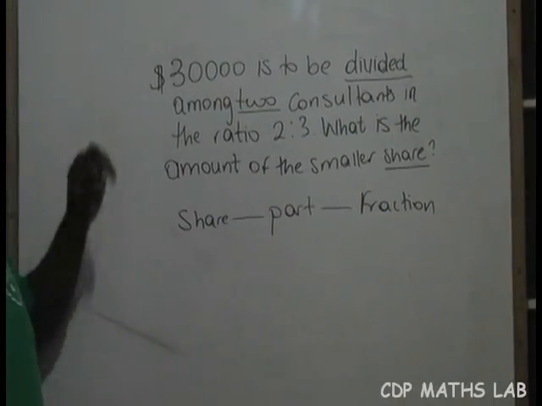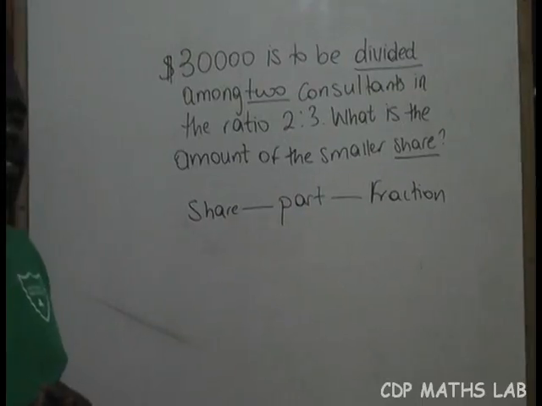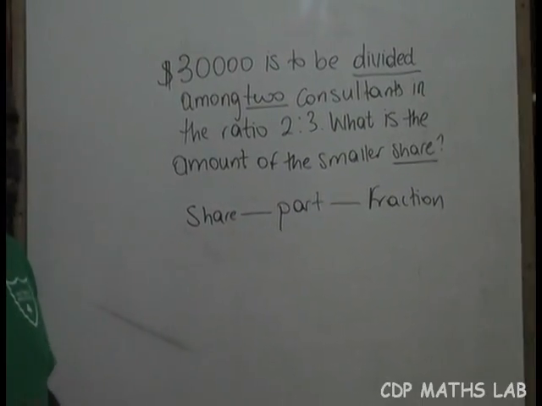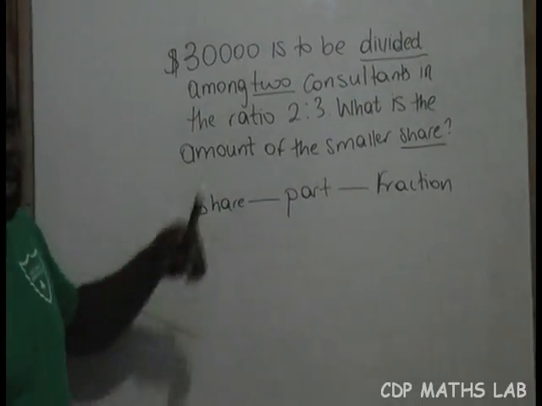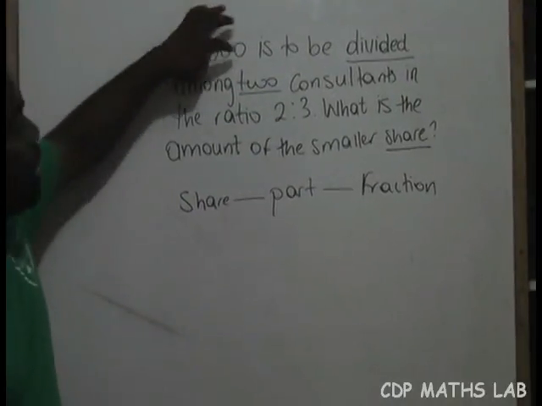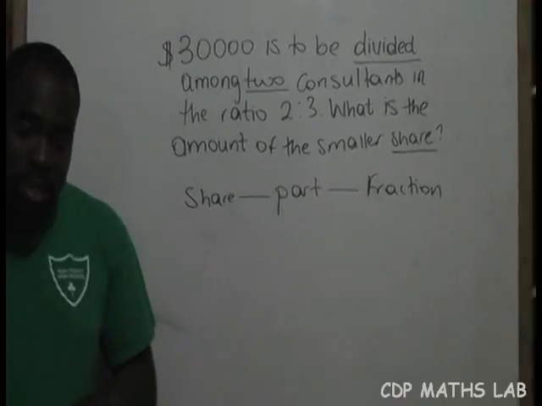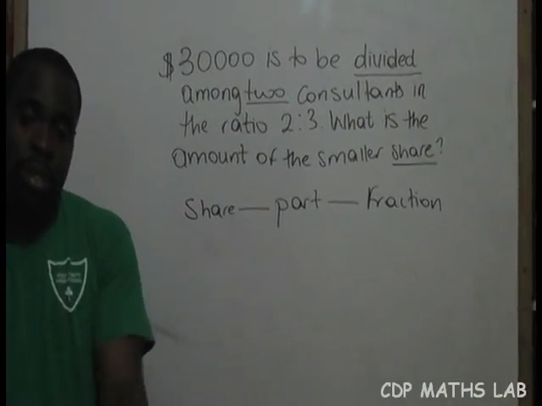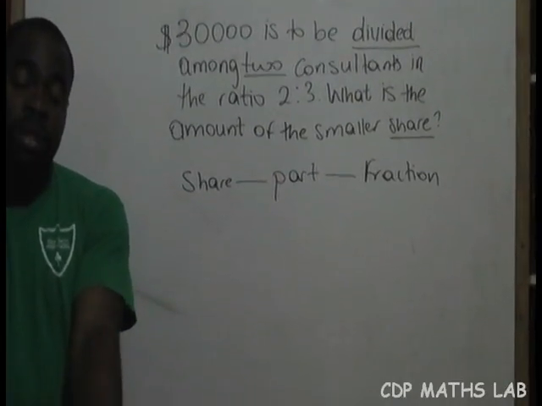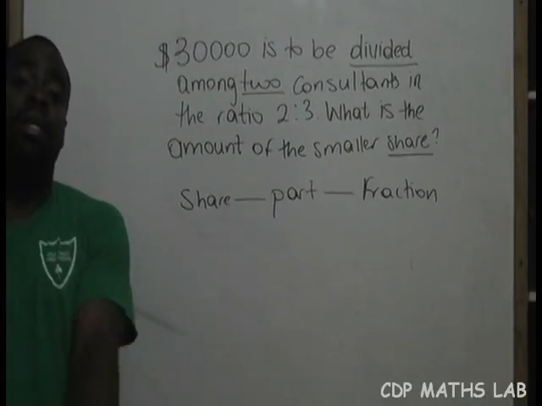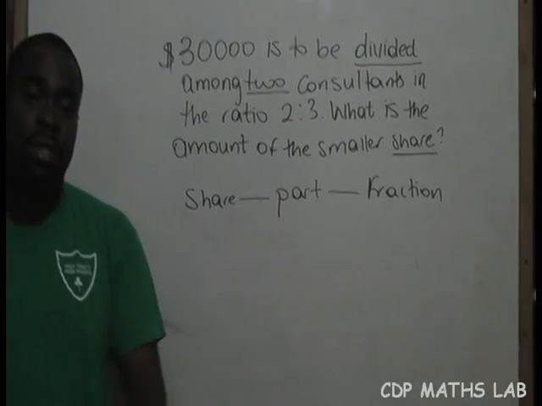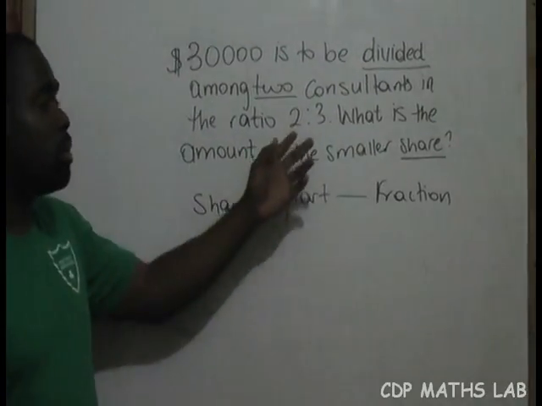A whole. So what's the whole in our question here? I gave you a clue a while ago, didn't I? The clue is what? $30,000. The $30,000 is the whole. As you could see when you look at the picture, the businessman placed the $30,000 on his desk in front of his consultants and says, here is your $30,000. Share it among yourselves, 2 to 3.